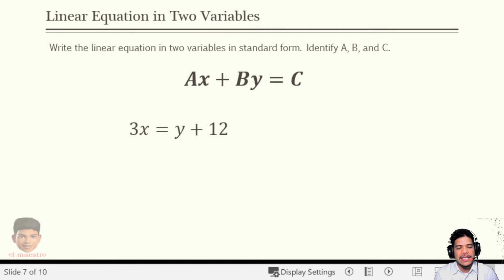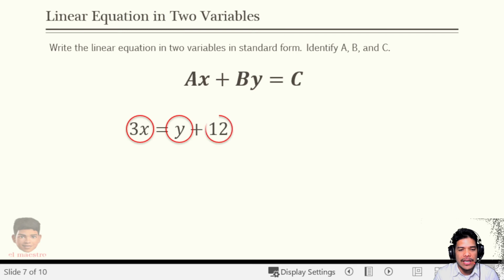So first example, we have 3x is equal to y plus 12. If makita nyo, class, sa standard equation, dapat ax plus by is equal to c. Dapat si constant lang yung nandito sa other side, sa right side ng equation. Si x and y na term dapat nasa left side. So in this case, si y is nandito sa right. Dapat kasi si 12 lang yung maiiwan dyan. So let's transpose.